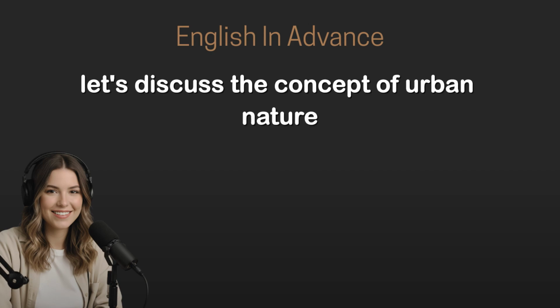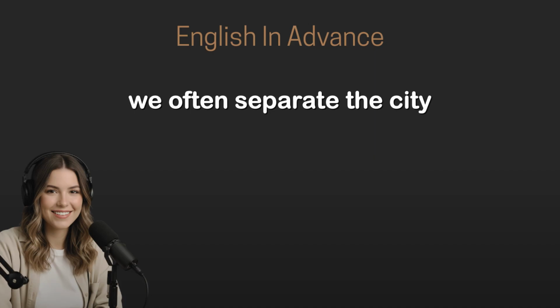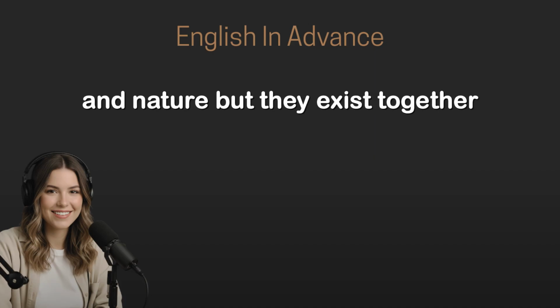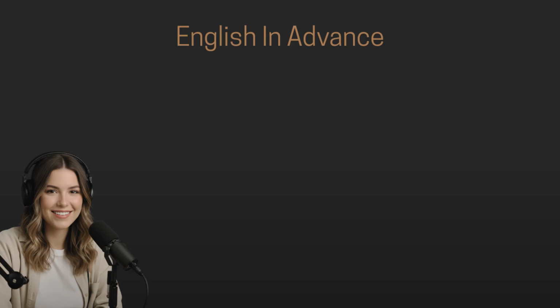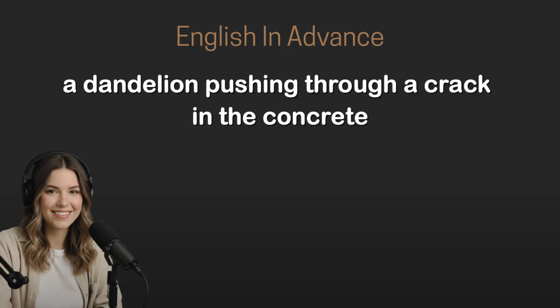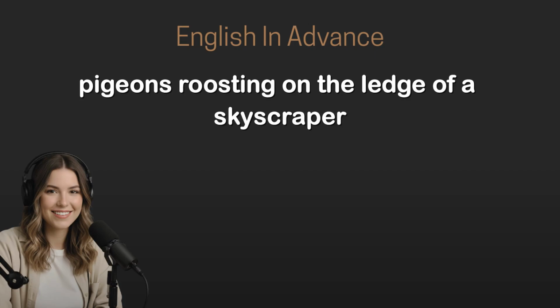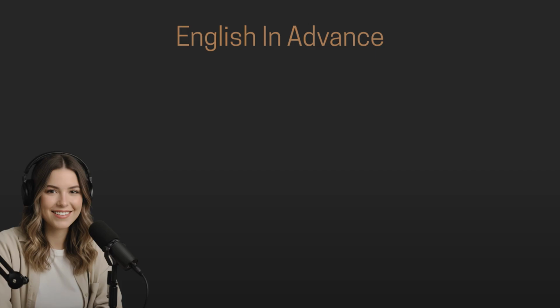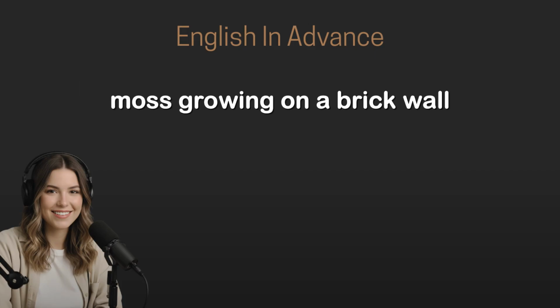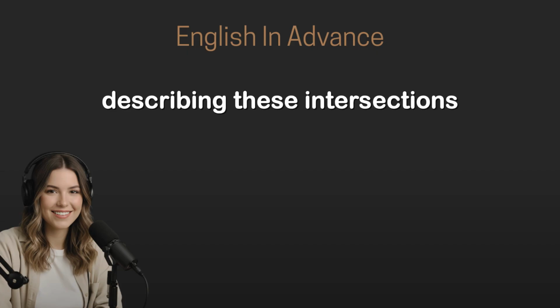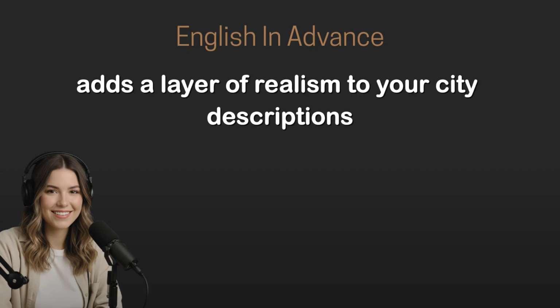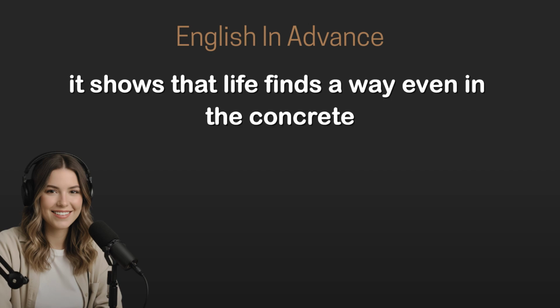Let's discuss the concept of urban nature. We often separate the city and nature, but they exist together. A dandelion pushing through a crack in the concrete. A fox darting across a busy road at night. Pigeons roosting on the ledge of a skyscraper. Moss growing on a brick wall. Describing these intersections adds a layer of realism to your city descriptions. It shows that life finds a way even in the concrete jungle.